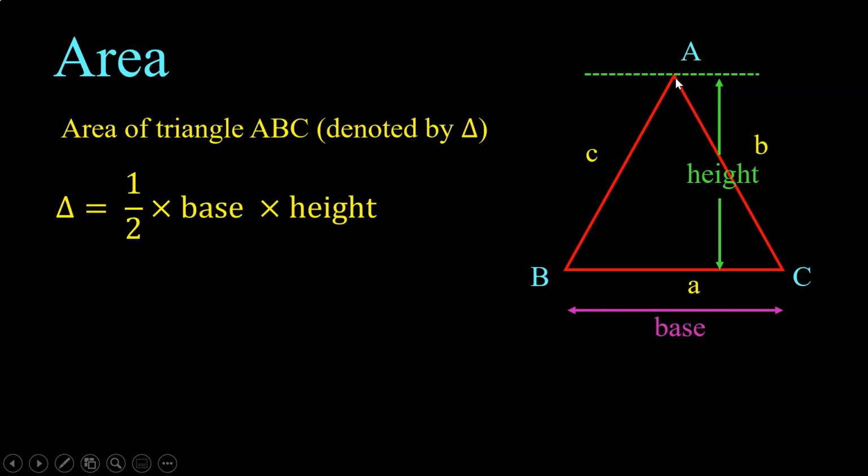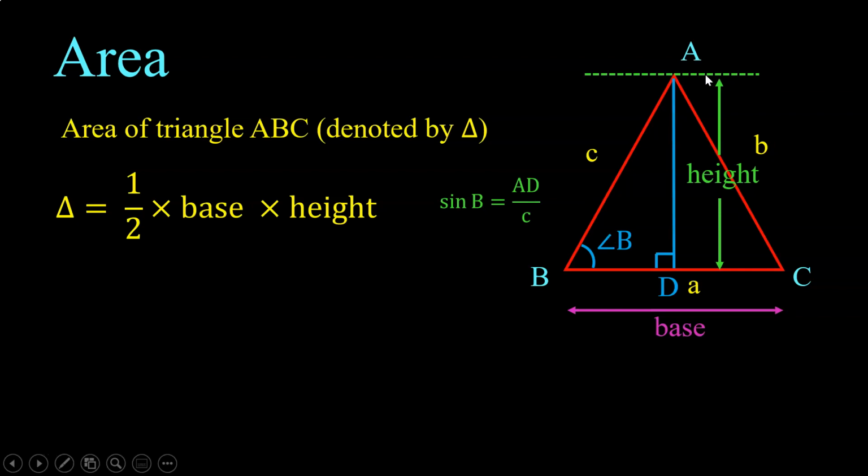So if you drop a perpendicular from vertex A to side BC, so this way, let us call this point D, this is angle B. Now AD is called the height and BC is the base. Base is nothing but a, and in right angle triangle ABD we can easily find sin B. What is sin B? Sin B is opposite upon hypotenuse, AD upon c. So therefore AD is nothing but c sin B.